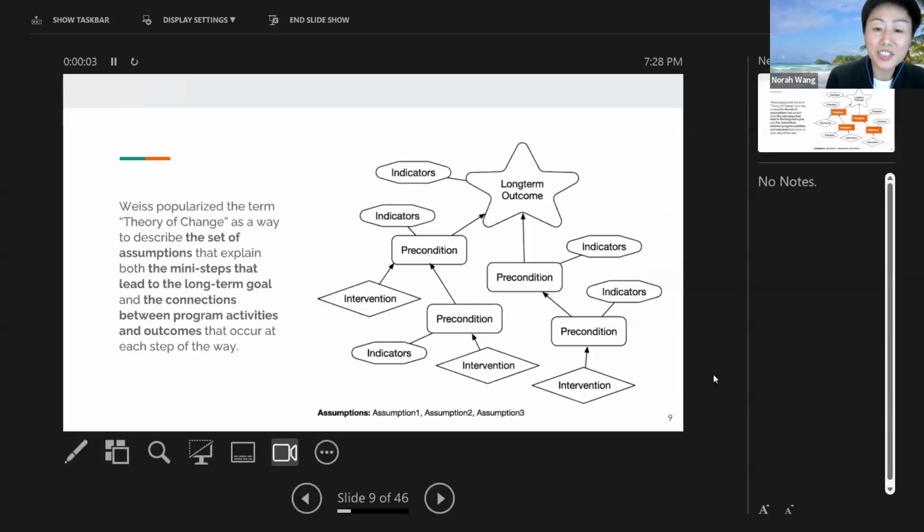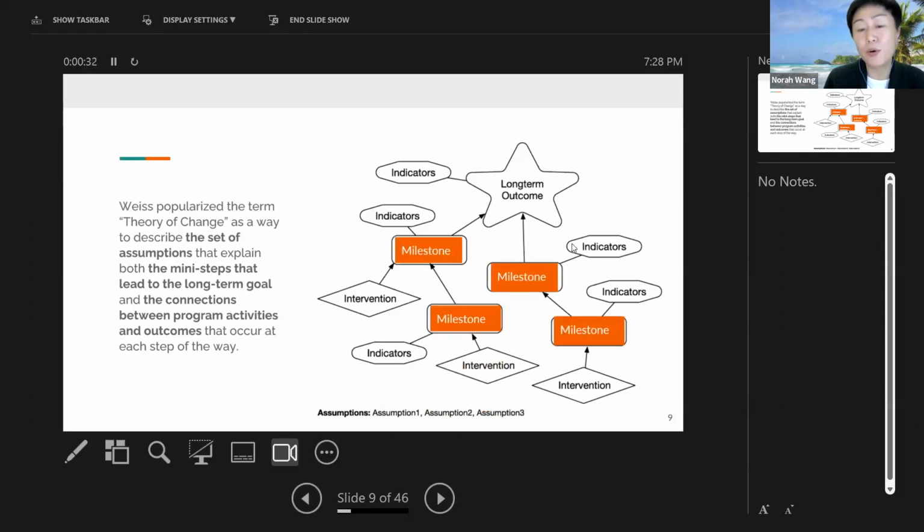So this is actually a very interesting slide. Can you see the slide? On the slide, there is a very complicated diagram. The diagram basically shows a pathway from intervention to the long-term outcome, right? So you have intervention, you have preconditions, you have indicators for the preconditions, and you have the long-term outcome.